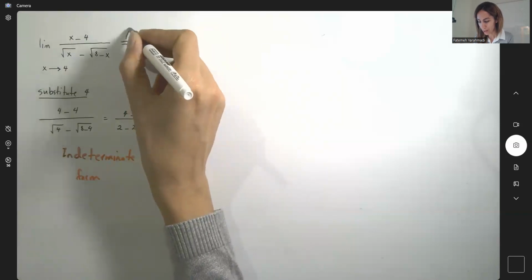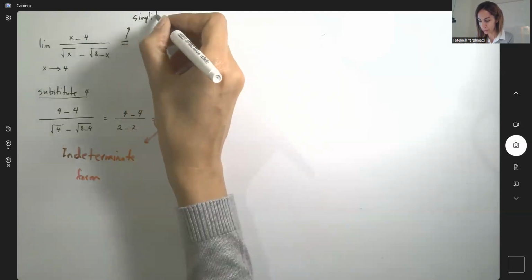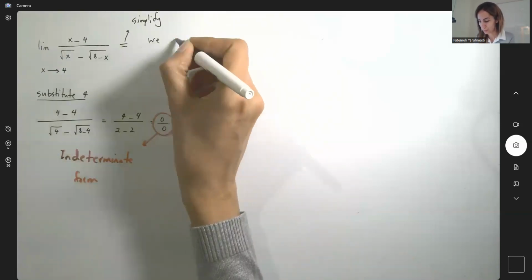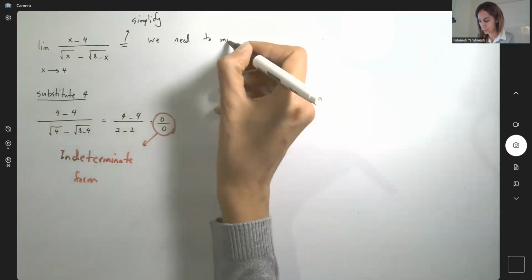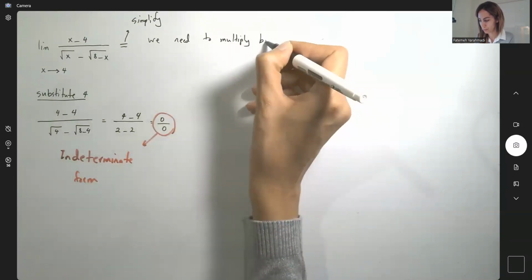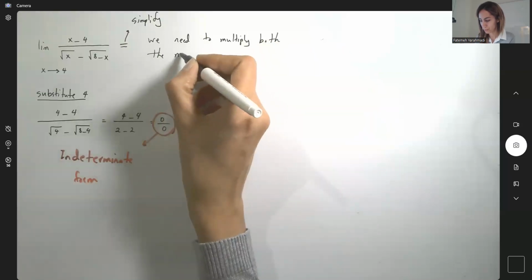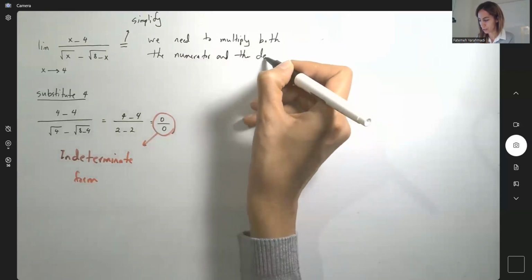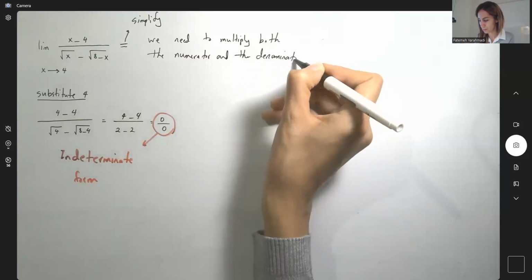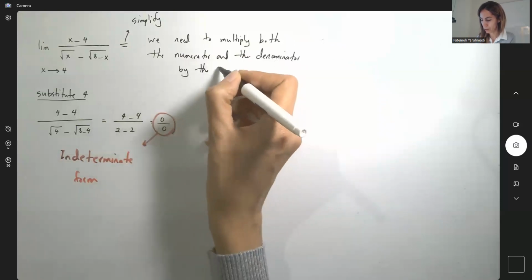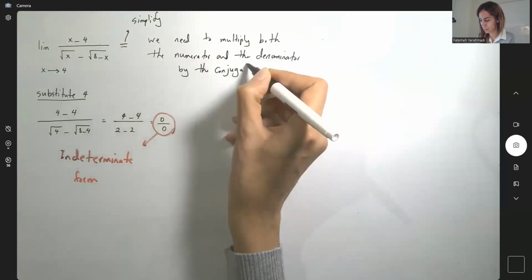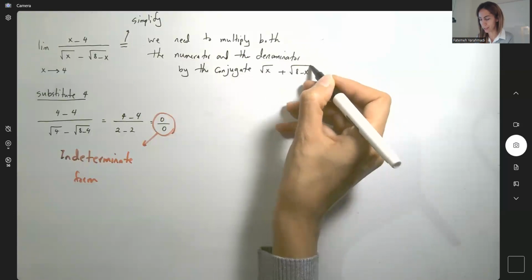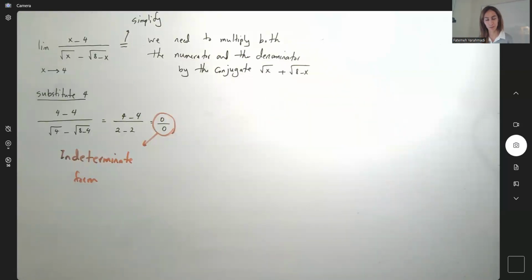To simplify this fraction, we're going to multiply both the numerator and the denominator by the conjugate of the denominator, which is going to be square root of x plus square root of 8 minus x. Then we do algebra to simplify it as much as we can.